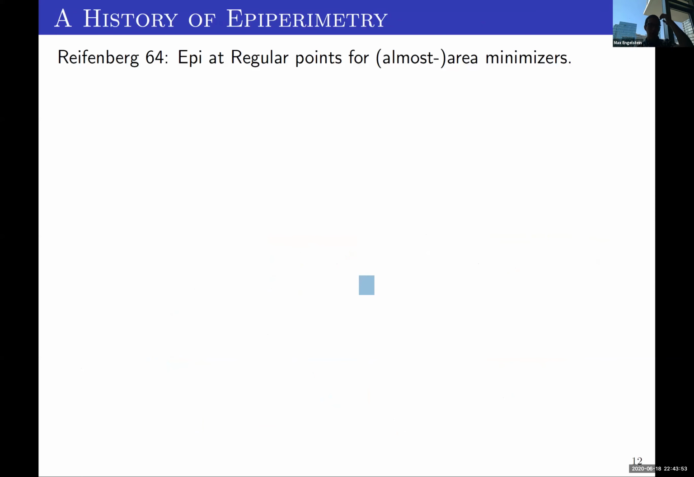Okay, great. So a history of epiperimetric inequalities. They were actually first introduced by Reifenberg in 1964 to prove regularity for area minimizers. This is around the same time as De Giorgi's scheme for regularity of energy minimizers came out. I would say that the De Giorgi scheme was a lot more long-lasting than Reifenberg's. Part of this is because it had implications in a lot of things in the calculus of variations, but also part of this is because Reifenberg died very shortly after proving this theorem in a mountain climbing accident.